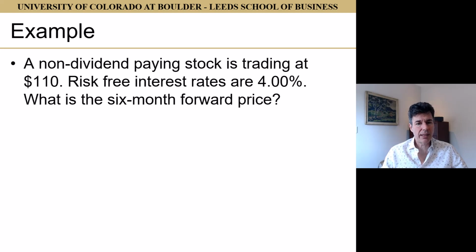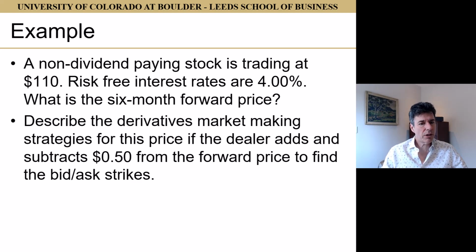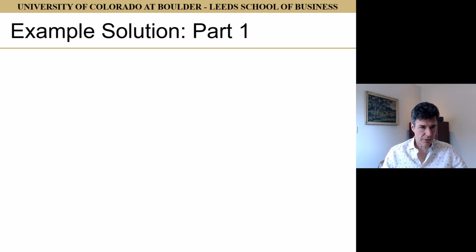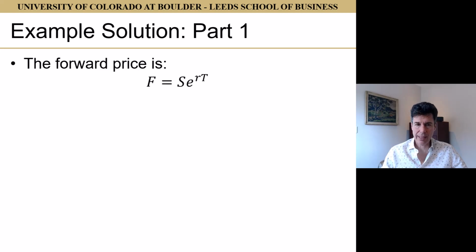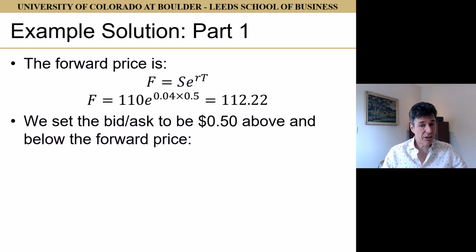All right, so let's do an example. We've got a non-dividend paying stock. It's trading at 110. Risk-free rates are 4%, and we want to find the 6-month forward price. And then we want to talk through the market making strategies for this price if, as a dealer, we add and subtract 50 cents from the forward price to find the bid-ask strike. So first, the forward price. Pretty straightforward. F equals Se^(rT). So that's 110 e^(0.04 × 0.5), which is 112.22. We're going to set our bid and ask to be 50 cents above and below the forward price. So that's 111.72 and 112.72.